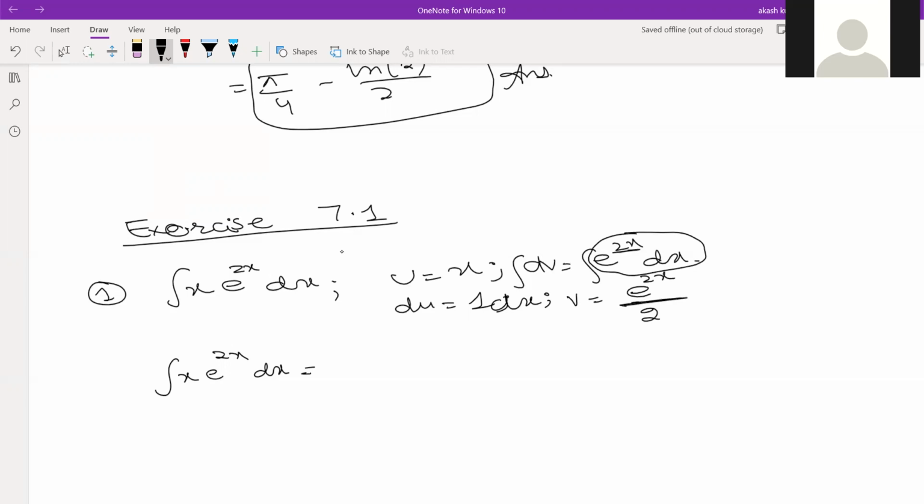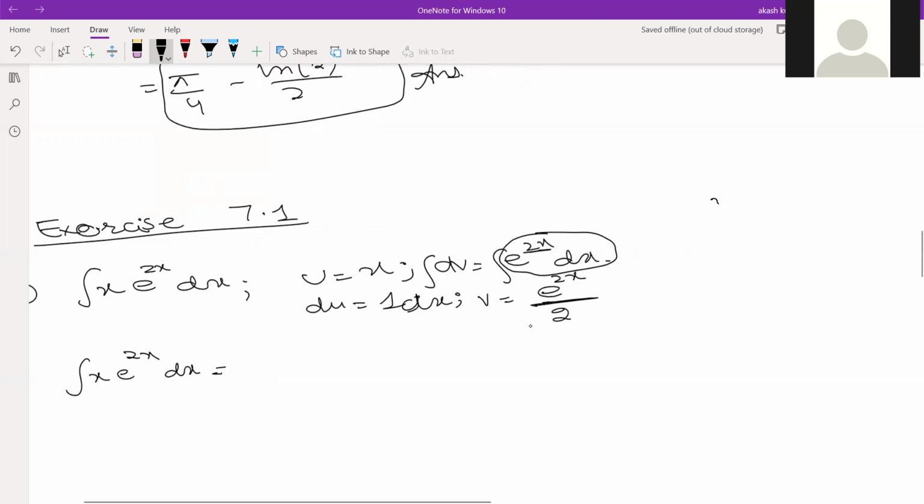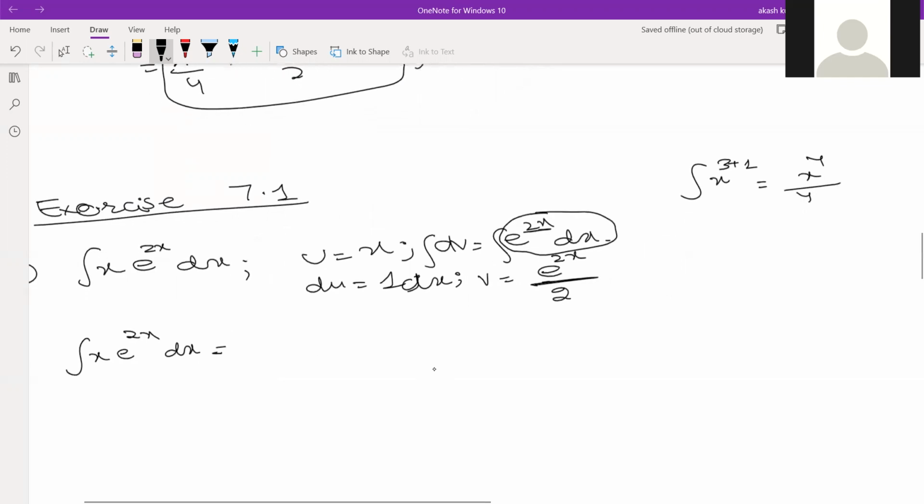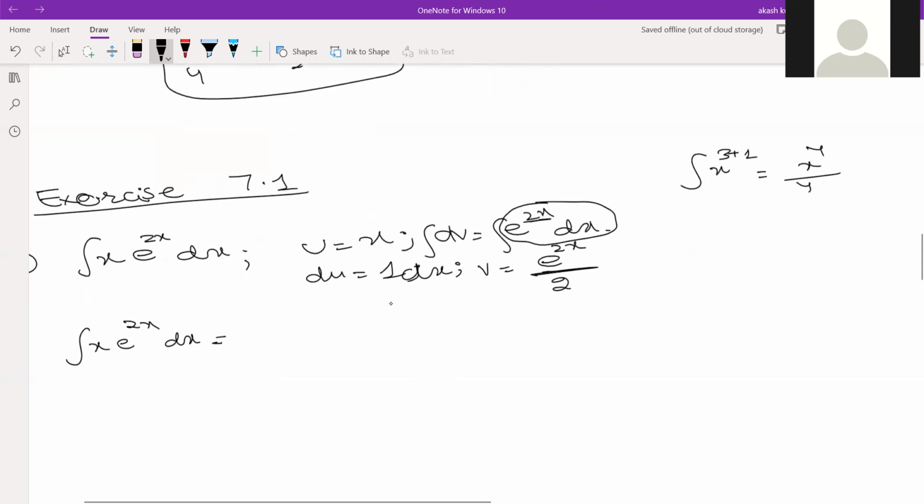That's the difference. So like integration of x cube will be x4 divided by 4, because we add 1 and then divide it by 4. Understood. Okay, and then we have now got u, v, du.